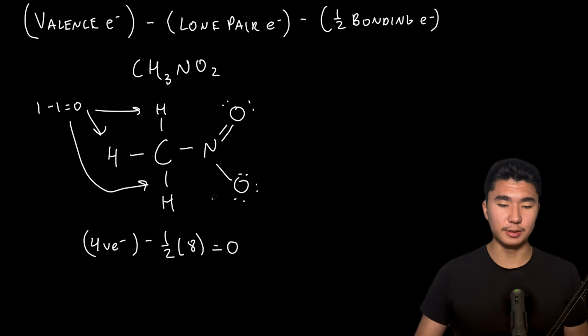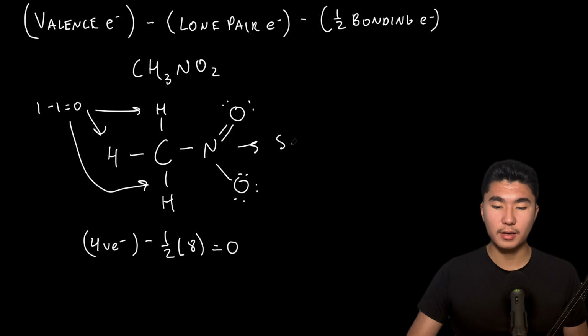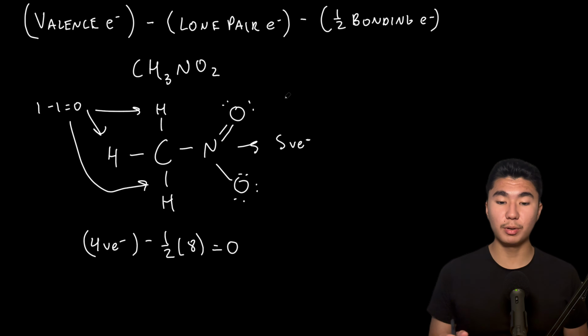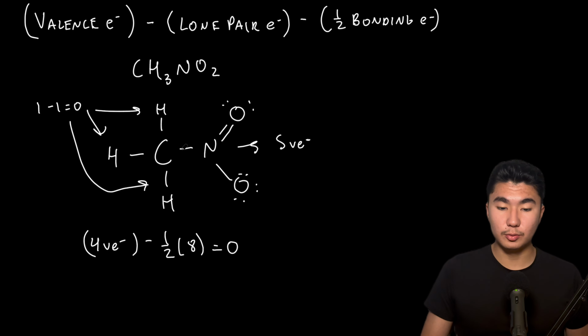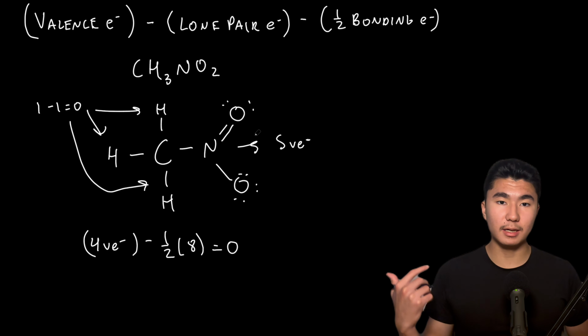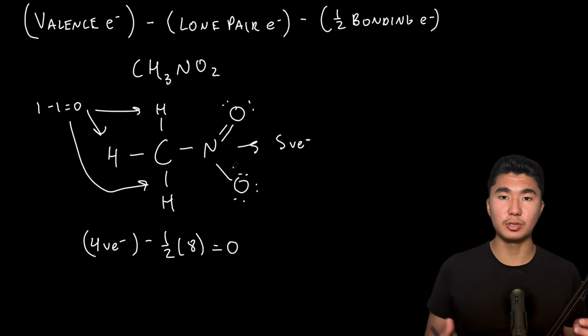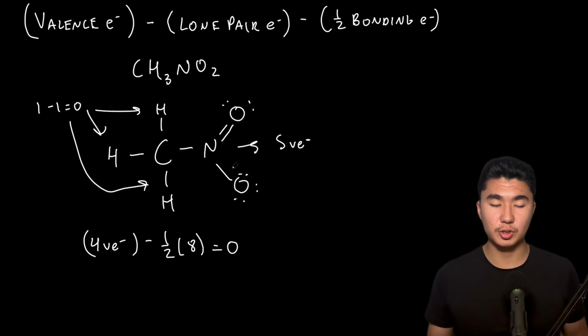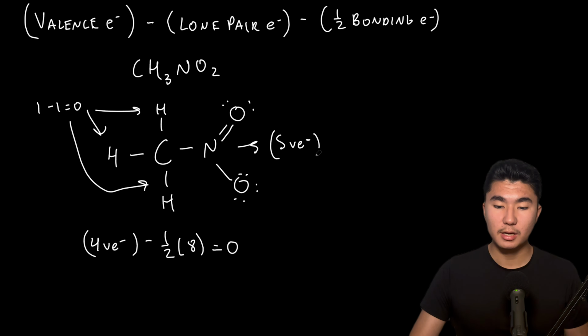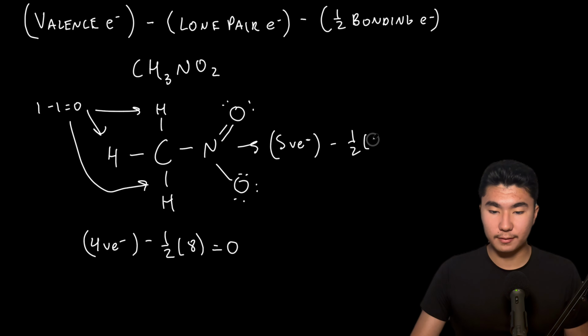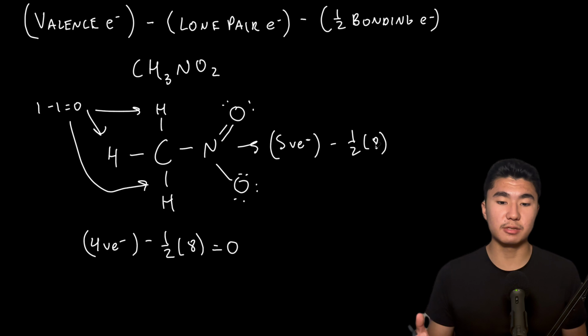Now let's look at this nitrogen. So nitrogen over here is going to have 5 valence electrons, so we know that. We don't have any lone pairs, but we have 8 bonding electrons, or you could also say we have 1, 2, 3, 4, so 4 of those outside electrons, 4 of those bonding electrons. So this is going to be 5 minus 1/2 of 8, or you can also say that that's just 4, because either way you look at it, it really depends on what works best for you.